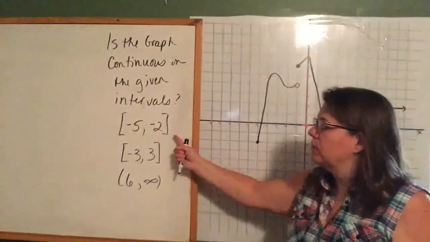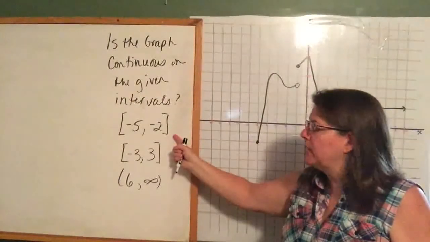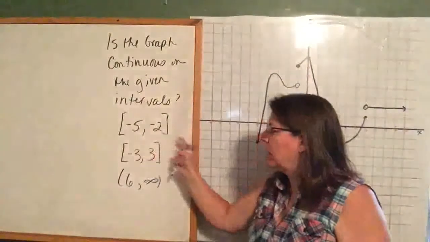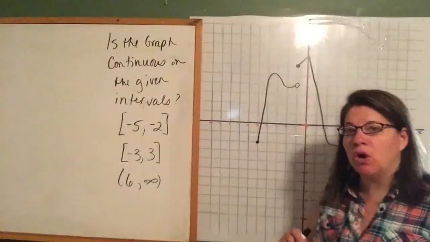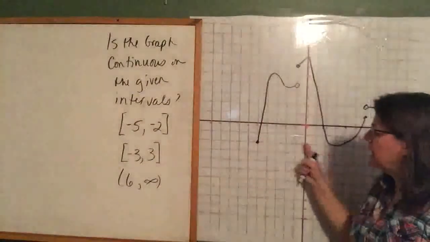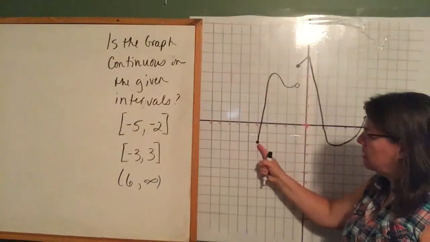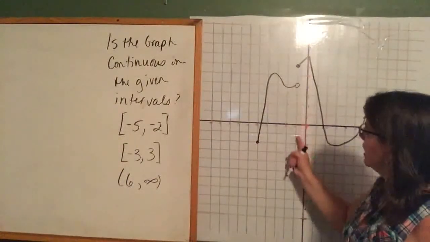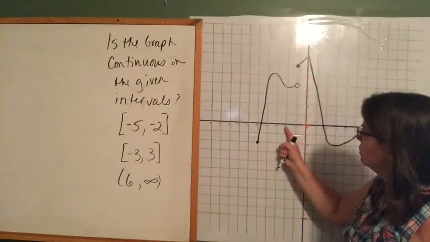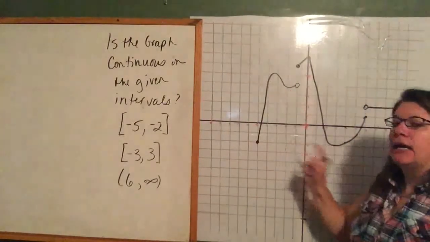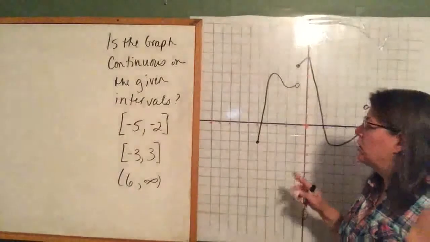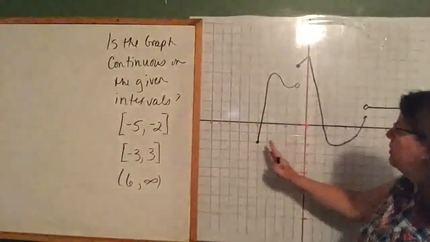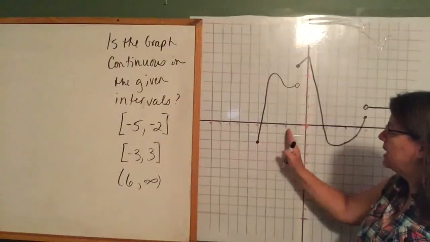And the first interval they want us to look at is from -5 to -2, and since these are brackets, the -5 and -2 are included. So if I look at -5, that is a closed circle there. And then if I go all the way until x equals -2, which is right here, I can look at that and see that there are no breaks, jumps, or asymptotes in that graph from x equals -5 to -2.